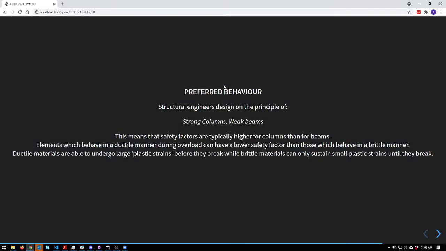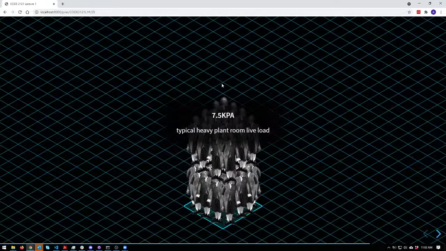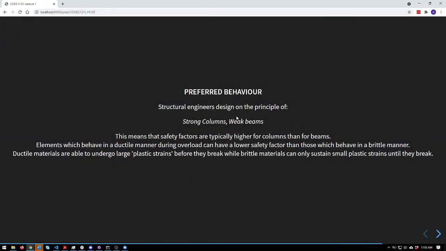So, structural engineers design for the principle of strong columns, weak beams. So this means the safety factors are typically higher for columns than for beams. What is a safety factor? It's this number here, but there is a separate safety factor that engineers use. They basically increase these numbers by a factor of 20 or 50%. So they might make their columns 50% stronger than what they might need to be, and they'll make their beams 20% stronger than what they might need to be, just in case. You're always doing a little bit more just in case.